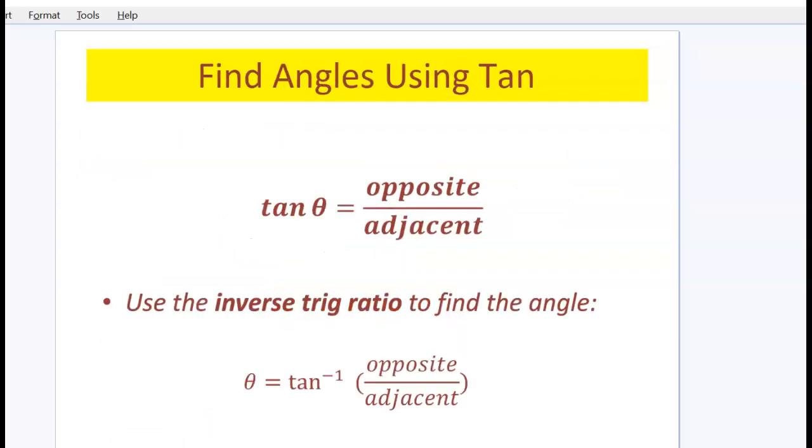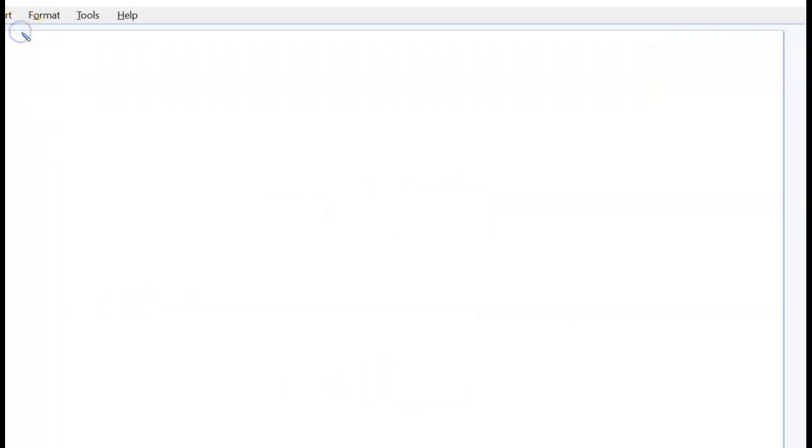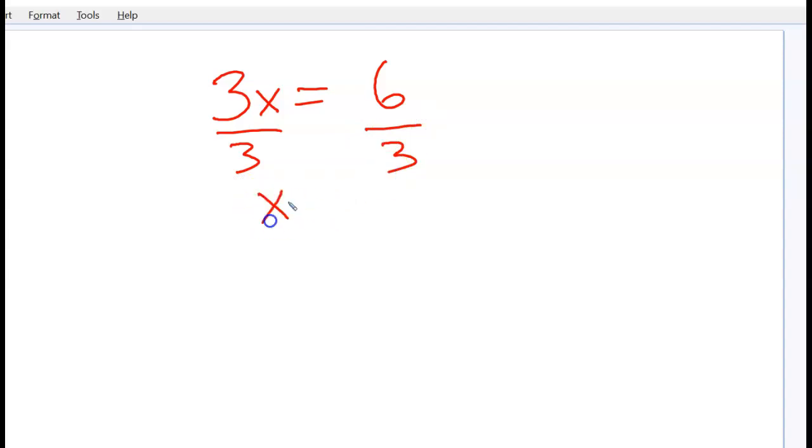All right, now we're going to use the tan ratio to help us find the size of an angle within a triangle. Now, if we were solving a mathematical equation, for example, if we had something like 3x is equal to 6, the operation between 3 and x is multiplication. So to undo this multiplication, we would divide both sides by 3 to get x equals 2.